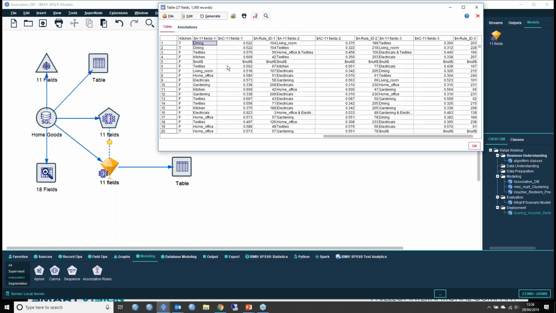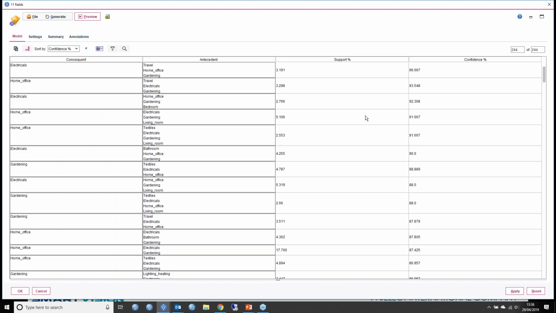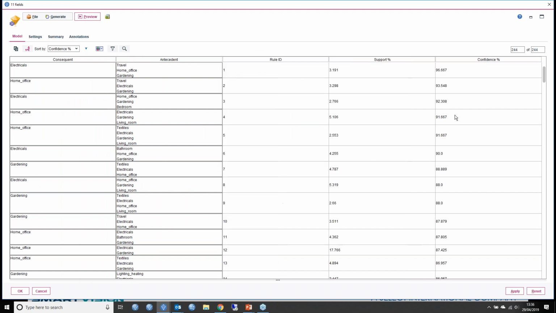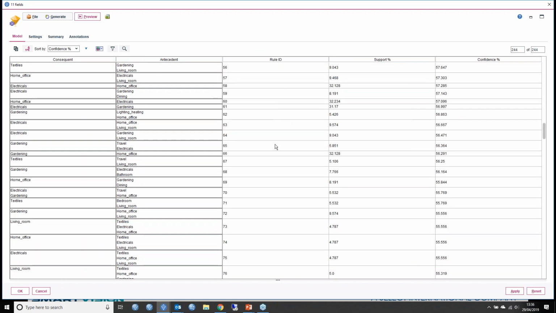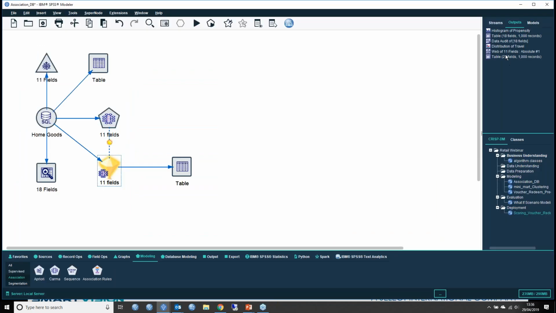It's basically saying, offer this person dining, offer this person textiles. Why should we offer them textiles? Because there's a 57% chance that they'll go for textiles. On what basis are you doing that? On the basis of rule number 56, which I can look up inside here. It's in there somewhere. Where is it? It's rule number 56. You see textiles. This person's already bought gardening and living room, and there's a relationship between that and textiles. So that's what's driving that outcome that we're seeing there.